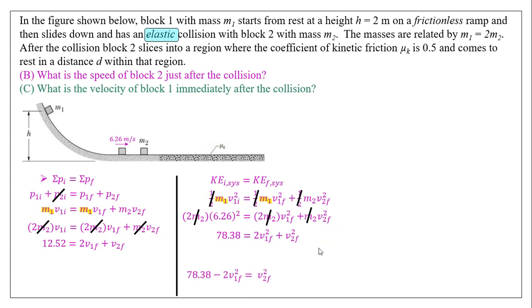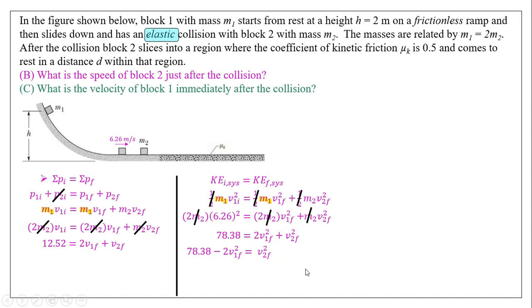Okay. All right. But now I need to get rid of one of these, either v1f or v2f here. I have v2f squared already kind of by itself. There's no coefficient in the front. So I think it's easier to just move this 2 v1f squared to the left side. So it's positive, so I'm just going to go ahead and subtract it from both sides. So here I have 78.38 minus 2 times v1f squared, which is equal to v2f squared.